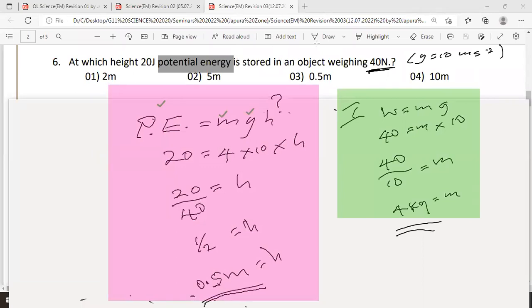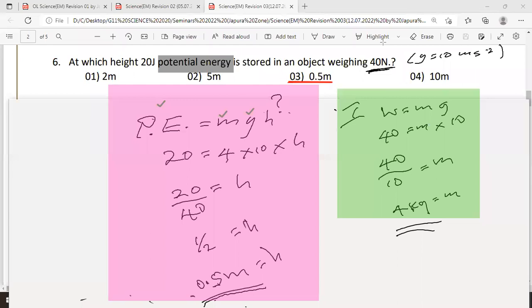Question number 6. How many of you got the third answer? Please raise your hand. How many of you got the third answer with this calculation, with understanding? Right, very good. Around 26 students raised their hands. Question number 7, the 7th MCQ.